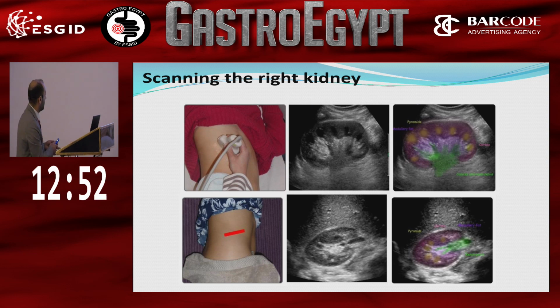Here I am scanning the kidney. I have to scan it in longitudinal section. I will get this picture. This is the cortex and this is the medullary pyramids. Okay, and I also have the renal fat. Now I will change the probe like this to transverse section. I will get this as a round image. Okay, and this is the renal sinus fat.